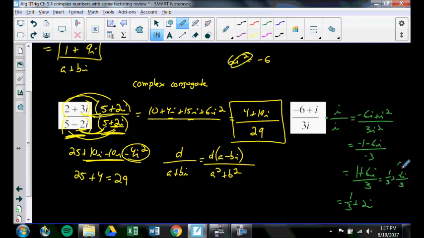If you didn't quite follow that, I did this. That says 6i right there. 6i over 3. And then 6i over 3 is just 2i.